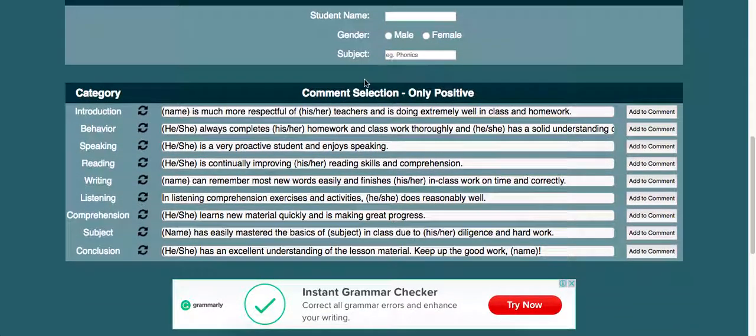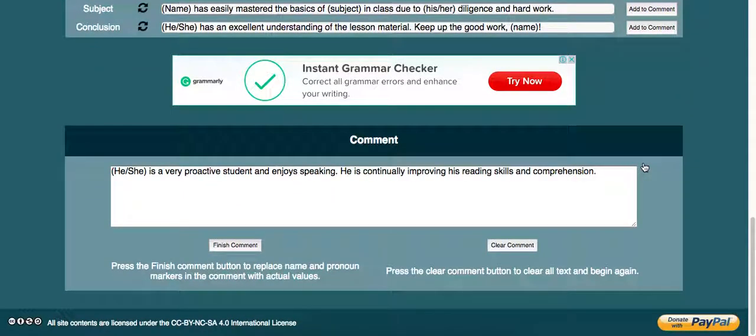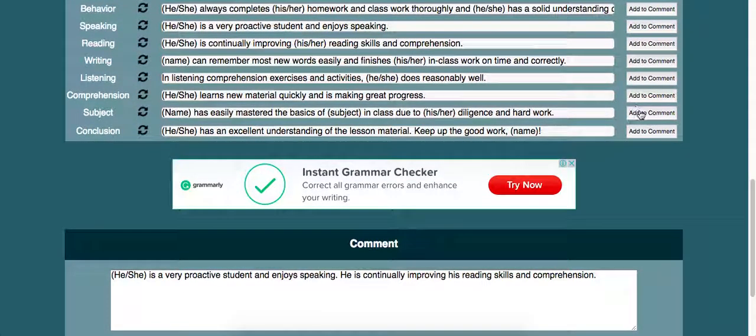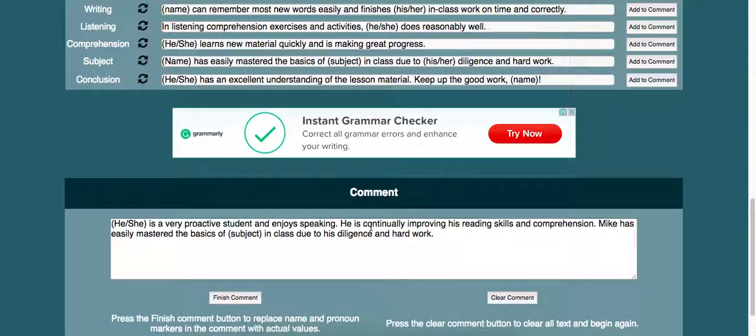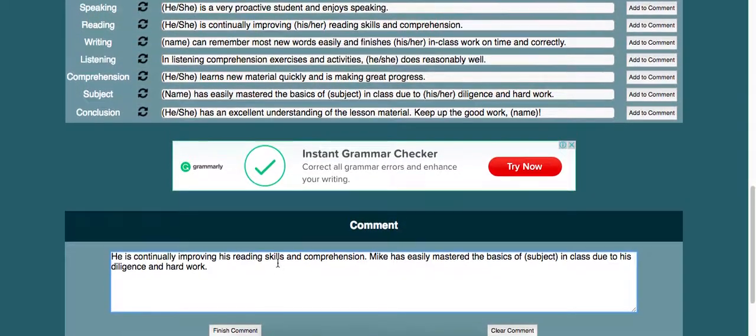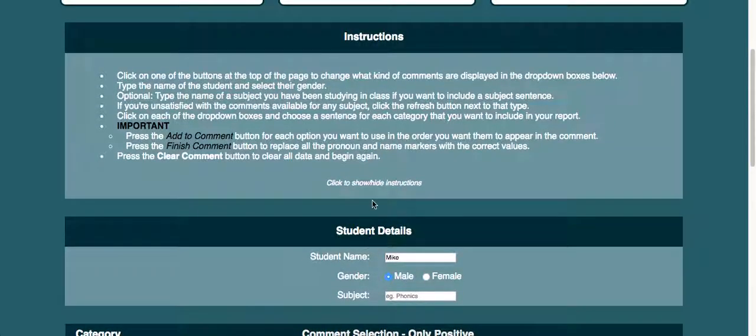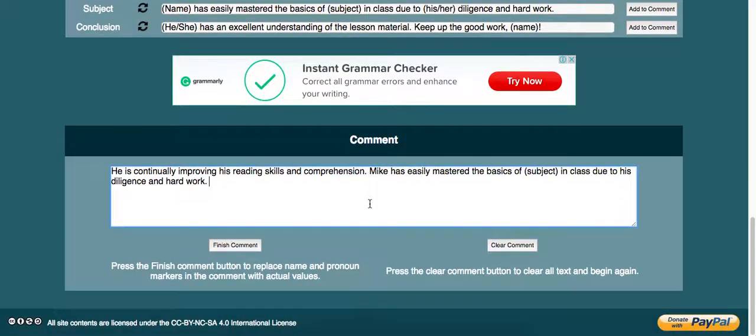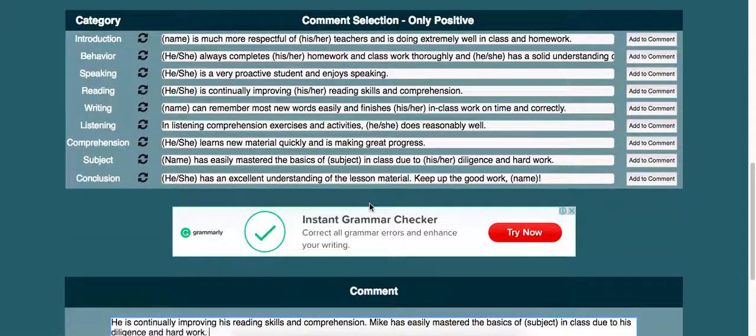Let's see. Mike. There we go. So the interface here is a little bit clunky because it doesn't always pick up on your input for the student details right away. But what I like about this tool is this refresh button that gives you new ideas about how to describe each of these categories.